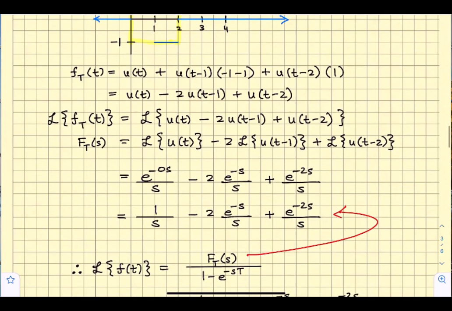So if you want to, we can clean this up, rewrite it like this, and this is my big F sub t. Now we're not done. To get the Laplace transform of the overall periodic function, we need to take the Laplace transform of the windowed version and divide through by 1 minus e to the minus s times my period.